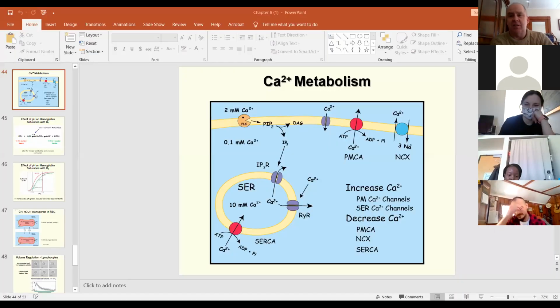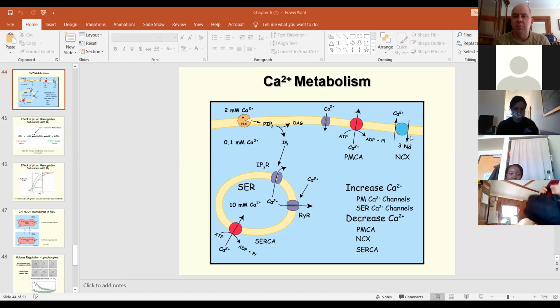Okay, so we were just discussing calcium metabolism. Here's kind of the bottom line over here. So make sure you know this. There are 3 things that decrease calcium and 2 that increase them. To decrease, you're going to need energy, right? Because you're going against a big gradient. So it's going to be an ATPase or your sodium calcium exchanger over here. So this is plasma membrane calcium ATPase, sodium calcium exchanger. And then in terms of your smooth ER, you've got your SERCA over here. We've talked about SERCA before.